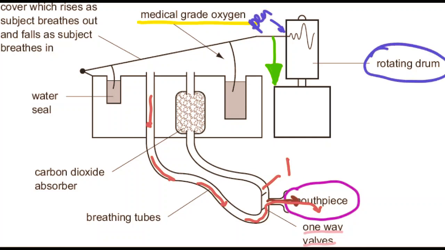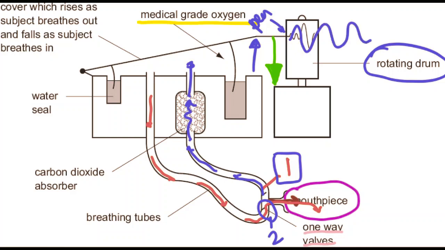Then the person exhales and the one-way valve number 2 shuts down, while the one-way valve number 1 opens, and the air from the person's lungs moves back towards the chamber after passing through the carbon dioxide absorber into the main chamber. This causes the main chamber to rise up. So the pointer also moves up, and then a graph is plotted on the rotating drum which has a graph attached on it.